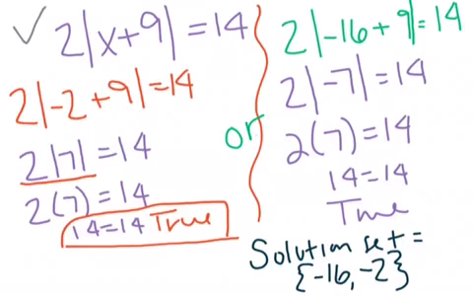Same thing over here. Solve within the absolute value bars. So we have negative 16 plus 9. That's going to be negative 7. Pull the negative 7 out of the absolute value bars. Everything inside the absolute value bars is going to be positive. 2 times 7 is going to be 14. 14 equals 14, which is another true statement. So your solution set here is negative 16, comma, negative 2. Do you see how I'm writing or in between these? Either one is correct, so that's why we put it in a solution set.